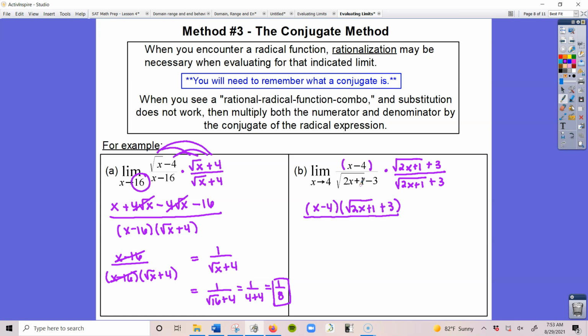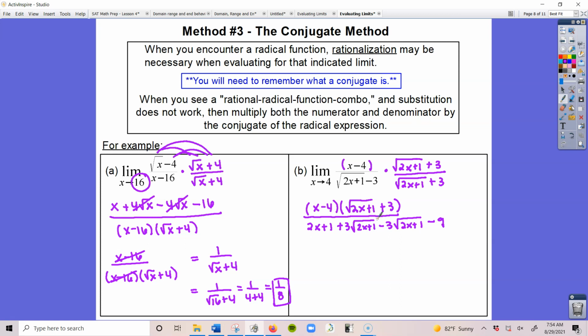Now in the denominator, that's where we have the conjugates. That's what I'm going to multiply out. So the square root of 2x plus 1 times the square root of 2x plus 1, since the insides are the same, the radical just goes away, leaving me with 2x plus 1. Now distribute. So the square root of 2x plus 1 times 3 is a positive 3 square root of 2x plus 1. Negative 3 times the square root is negative 3 square root of 2x plus 1. And then negative 3 times 3 is minus 9.